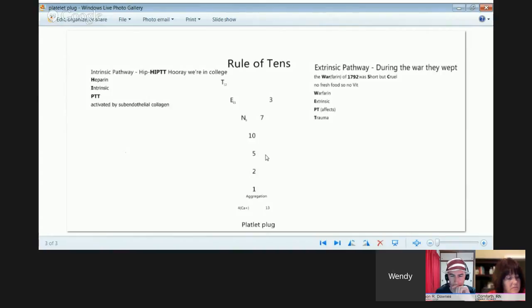Sorry, 10 and 2. Heparin affects 10 and 2. I apologize. So heparin actually activates antithrombin, and antithrombin then decreases the action of active 10 and 2.